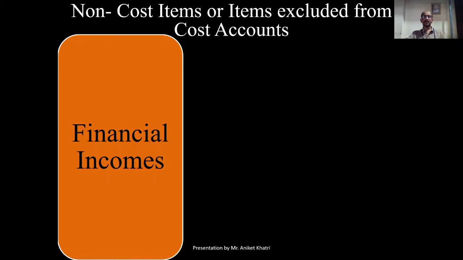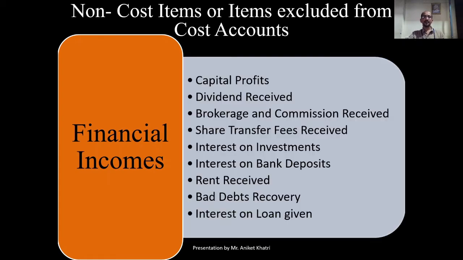So there are certain examples of financial incomes which are excluded from the cost accounts, which are not covered under the cost sheet. For example: capital profits, dividend received, brokerage and commission received, share transfer fees received, interest on investment, interest on bank deposit, rent received, bad debts recovery, and interest on loan given. So these are all the income side.